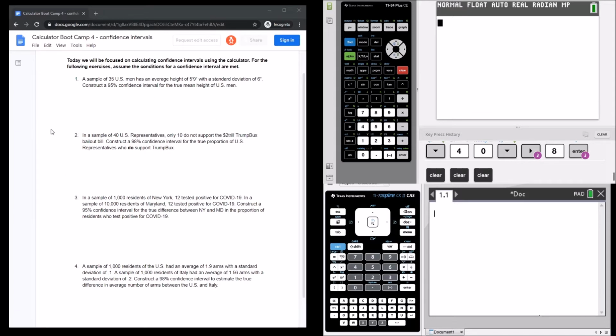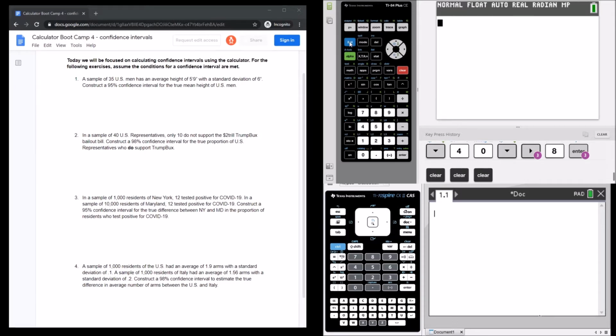We have a sample of US men with an average height of 5'9" and a standard deviation of 6 inches. And what we're doing is constructing a 95% confidence interval for the true mean height of US men. So we're going to look at this first on the TI-84 and then on the TI-nspire. I do have them in the same window, which should help a little here.